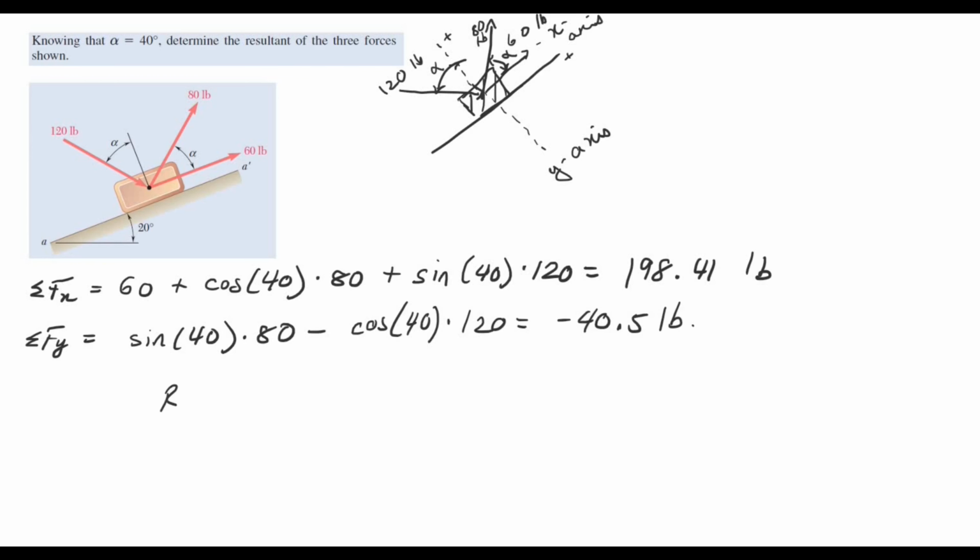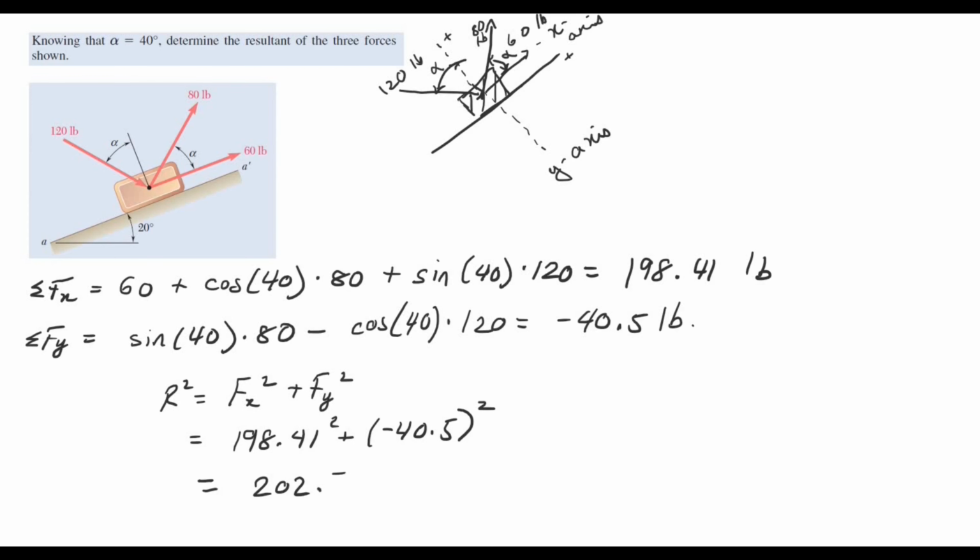So now the resultant force is equal to R squared equals Fx squared plus Fy squared. So substituting in the values, you get 198.41 squared plus minus 40.5 squared. And the resultant force, you get 202.5 pounds. So now we solve for the resultant force, and all we need to do now is find the direction of the resultant force.